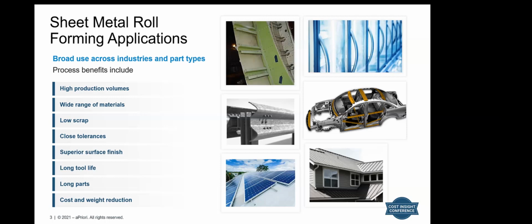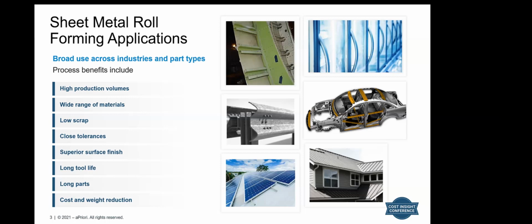Other benefits include a wide range of materials can be roll formed. Almost all materials can be roll formed. It's a low scrap process. It can achieve tight tolerances, produces a very nice surface finish. The tool life generally is long for roll forming die sets. And the process itself can make very long parts. If you think about those train panels and structural members that I mentioned, or guardrails, these can be tens of feet or meters long.